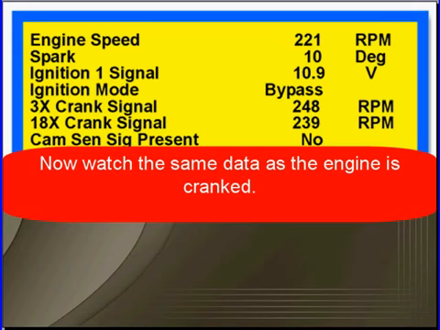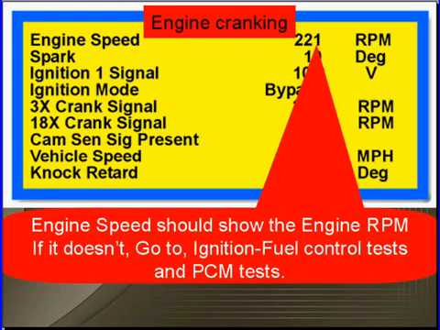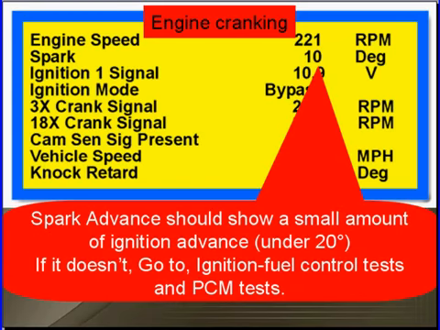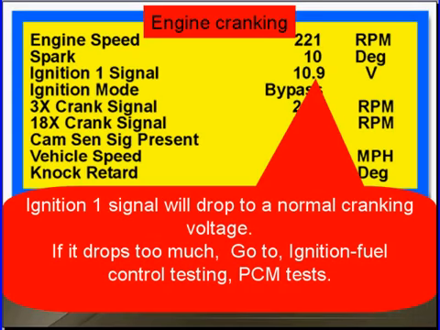Now watch the same data as the engine is being cranked. Engine speed should show engine RPM. If it doesn't, go to ignition fuel control test and the PCM test. Spark advance should show a small amount of ignition advance. What's a small amount? Anything under 20 degrees. If spark advance shows nothing, go to ignition fuel control test and PCM test.